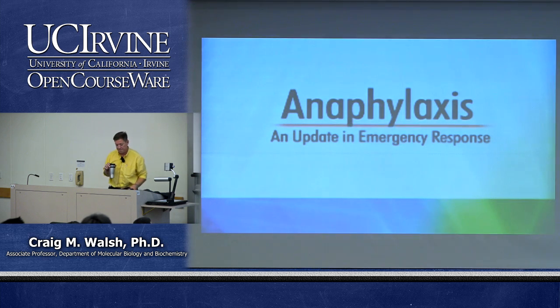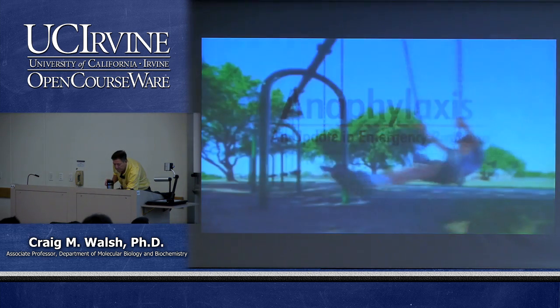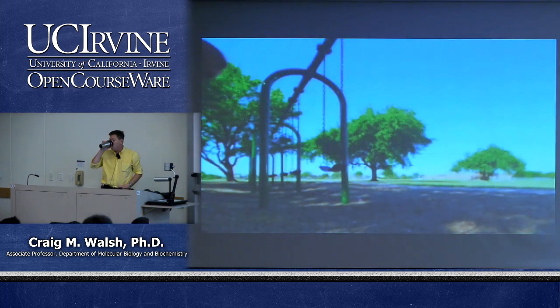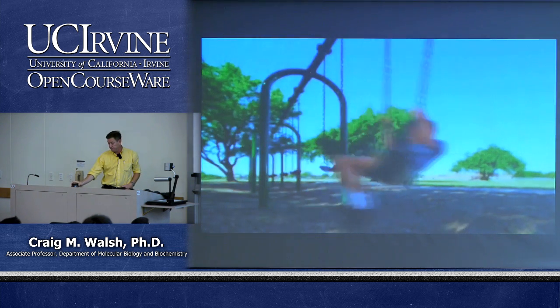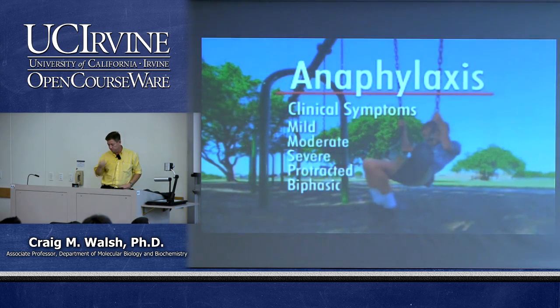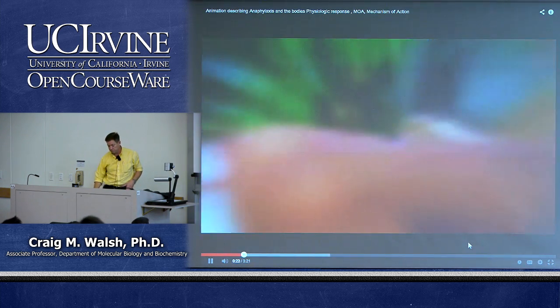Anaphylaxis is a systemic reaction that can occur when a patient who is allergic comes into contact with the allergen they have been sensitized to. Clinical symptoms may be mild, moderate, severe, protracted, or biphasic.